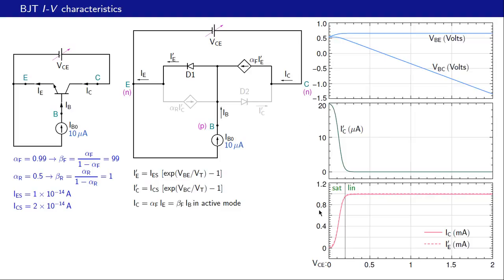And here are the results that we obtain. This axis is VCE, this is VCE equal to 0, this is VCE equal to 2 volts. This curve here is VBE, that means the voltage across the base emitter diode. This curve is VBC, the voltage across the base collector diode. This current is IC prime, and the solid line here is IC, the terminal current, and the dashed line is IE prime, this current here.